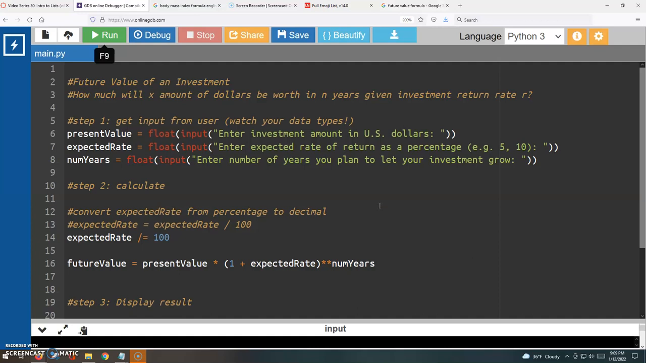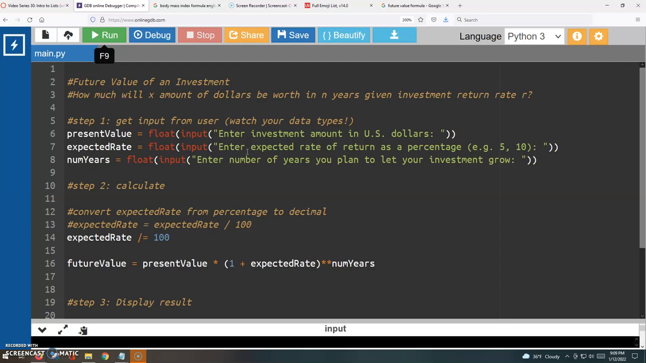Okay, so here is the program. And remember our 1, 2, 3 approach. Step 1, get what you need from the user. Step 2, do your calculations. And step 3, display the result. So this is fairly straightforward.